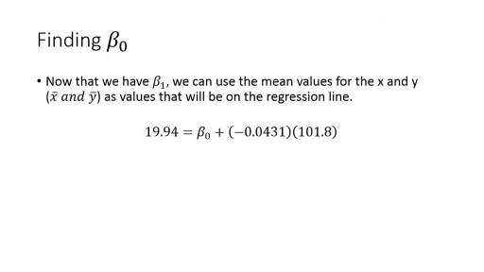Now, once we know our slope, we just have to find our b sub 0. And for our b sub 0, we can use our mean values. We don't want to use an actual data point because we don't know if the line crosses through that point. We want to take the average of our x and our y because the line should cross through that point, the average. So that's why we use x bar and y bar. Y bar was 19.94, x bar was 101.8. So now take a second, use some basic algebra skills, and find b sub 0.